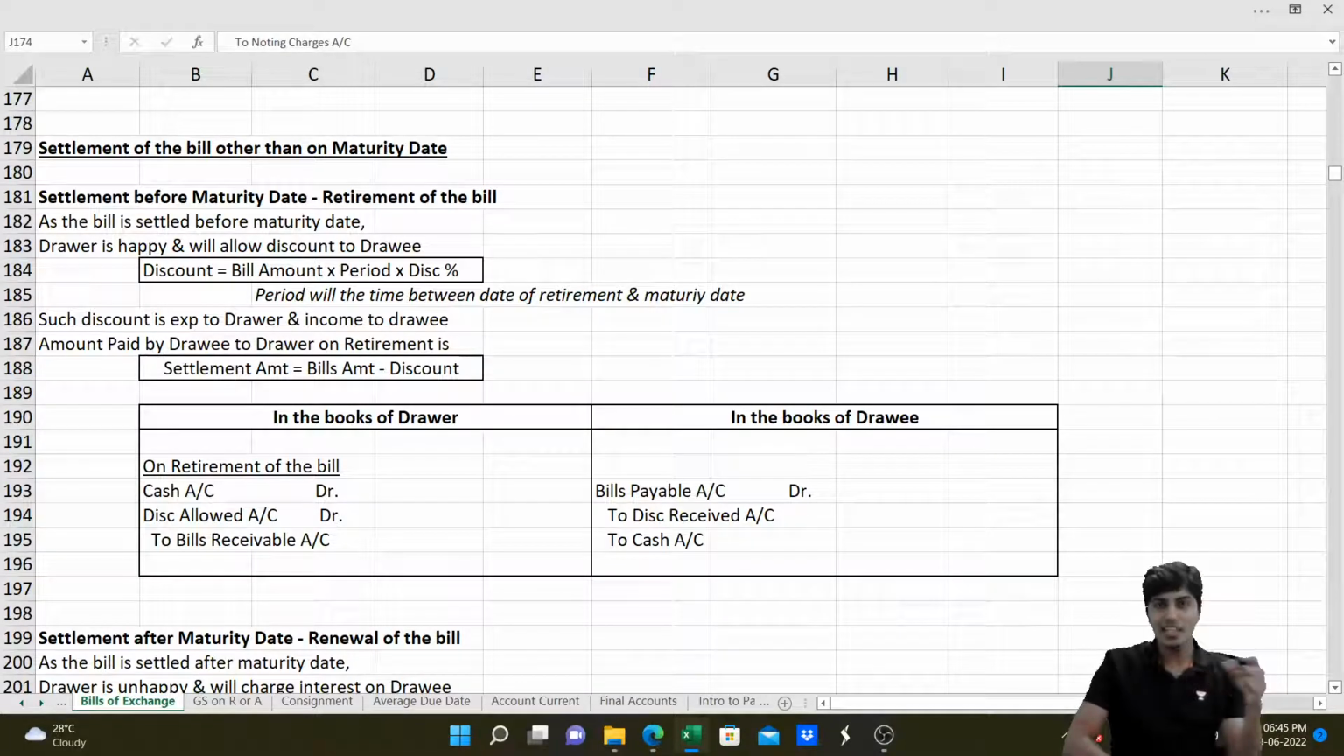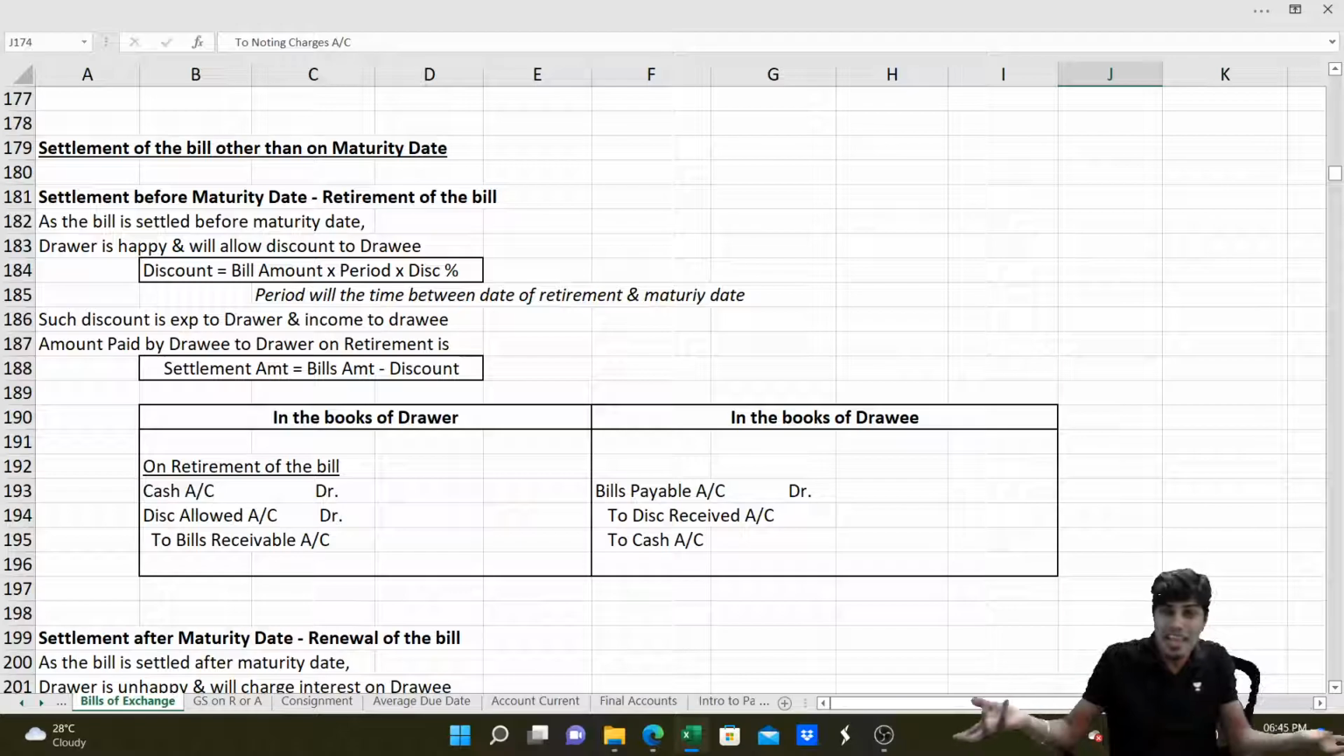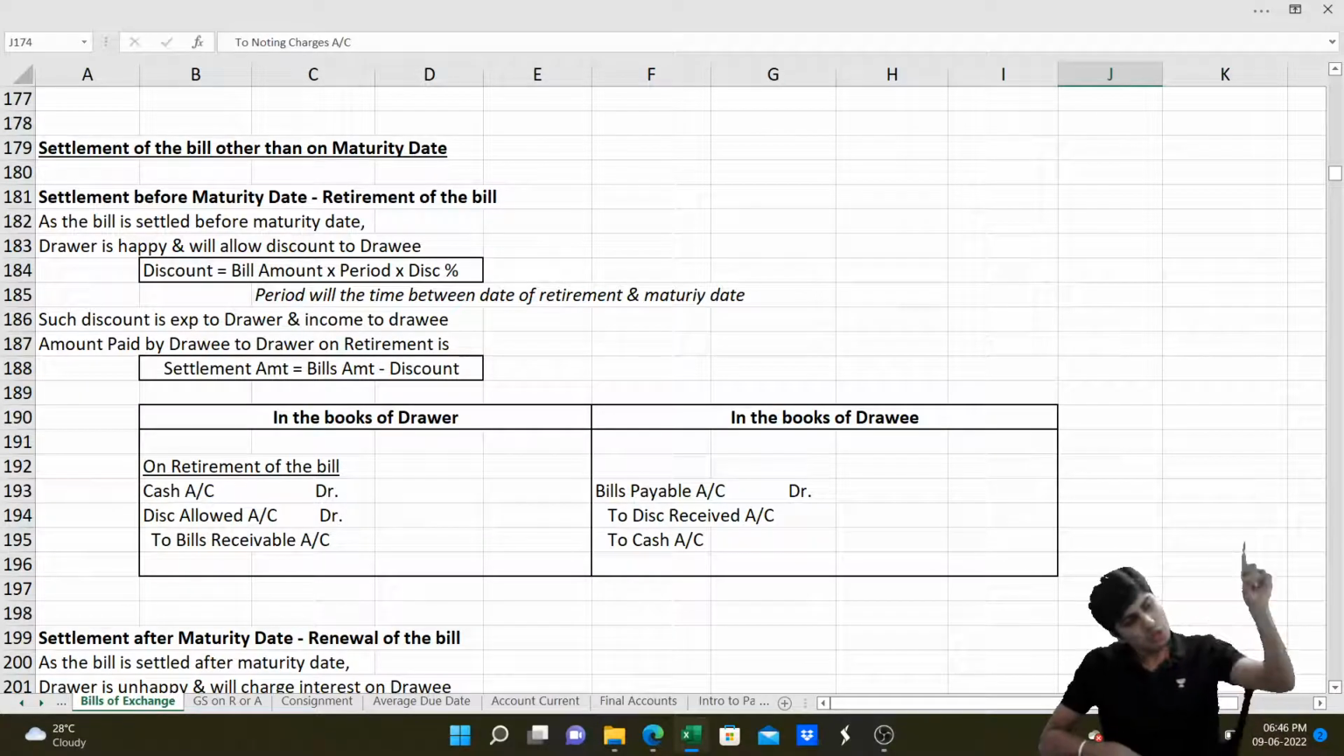So if the bill is settled before maturity date, drawee is paying me money before maturity date. I am collecting the money before maturity date. Am I happy? Absolutely happy because I am receiving money before the maturity date. So what would I have to do? I would have to keep the drawee happy. How would I keep him happy? I would give him discount. I would give him rebate. Enjoy. You paying me before and making me happy, I'd also give you discount.